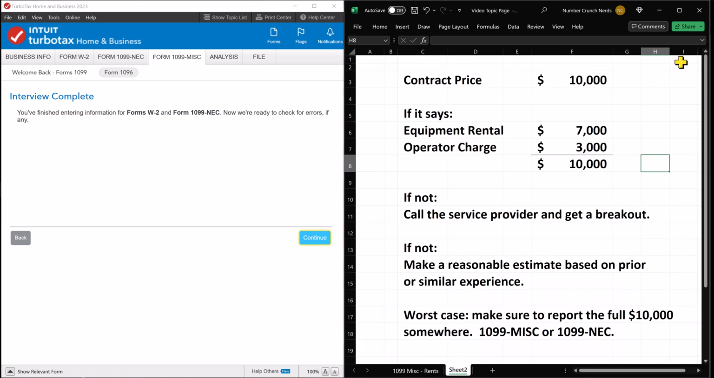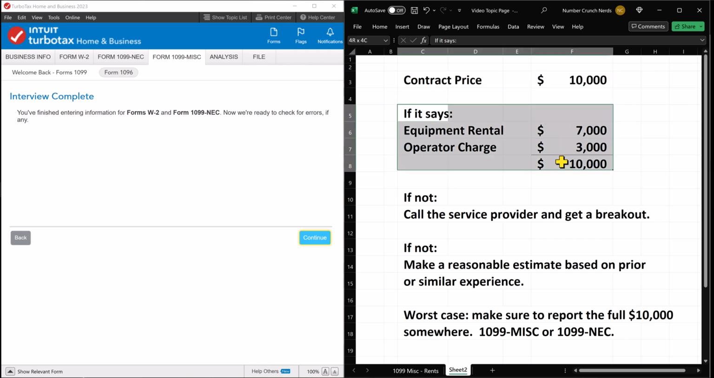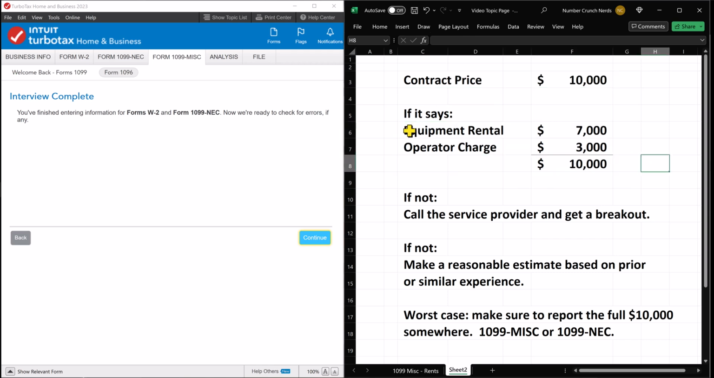Okay, so let's say you have a contract, you're renting a bulldozer, whatever, some kind of machine, and it somehow involves the rental of the machine itself plus some charge for the operator. Now, here's the contract price. This is just an example. Let's say it's $10,000. If you can look at the rental contract and you can see something that looks like this, okay, it has a breakout.